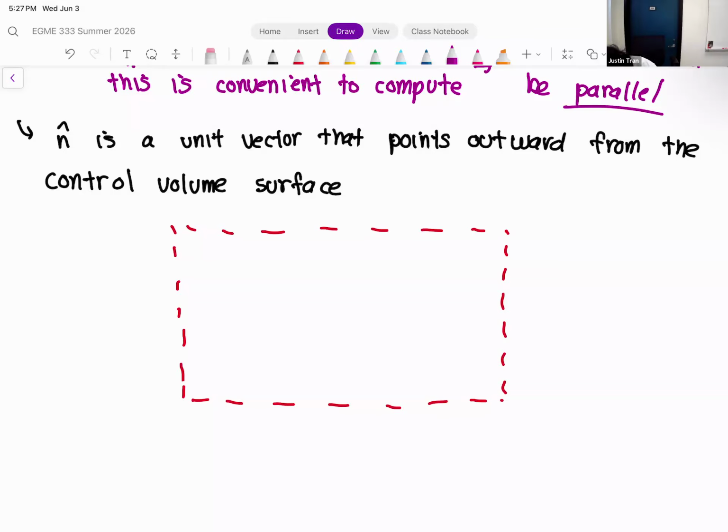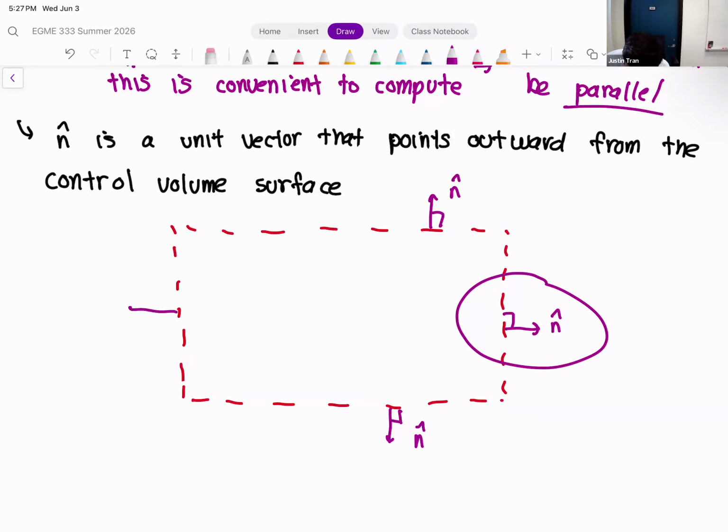So for instance, on this surface right here, your control volume has a vector that points outward to the right. It's normal to your surface, and it points in that direction. On the upper surface, we have a normal vector like that. On the bottom surface, we have a normal vector that points downwards. And on the left-hand side, we have a normal vector that points outwards just like that.